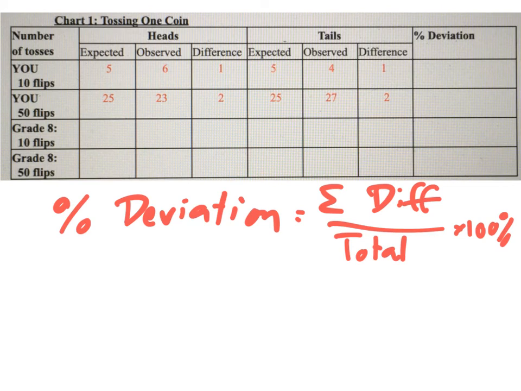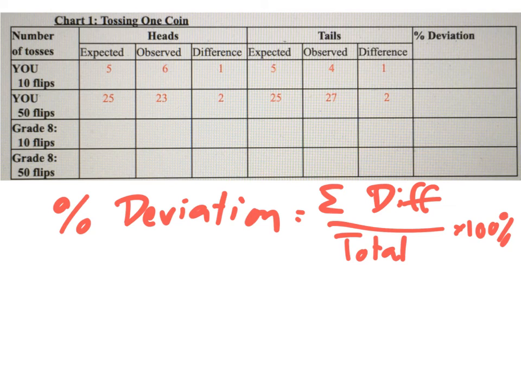So it's obviously 1 plus 1, divided by the total number of flips. In this case, it's 10. And so I have 2 divided by 10 times 100%. Well, 2 divided by 10 is 0.2, and then times 100% is 20%. So that is my percent deviation.